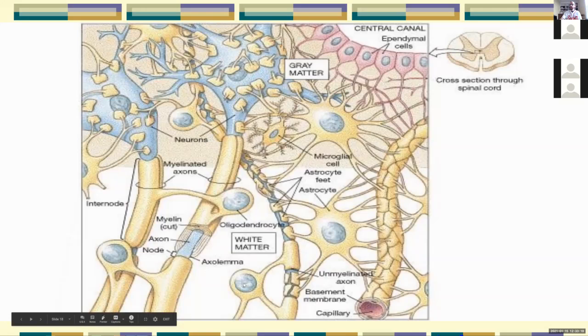These are the oligodendrocytes, and they create the myelin sheaths. Here's an oligodendrocyte. It creates the myelin sheath around certain axons. You can see it up here too.